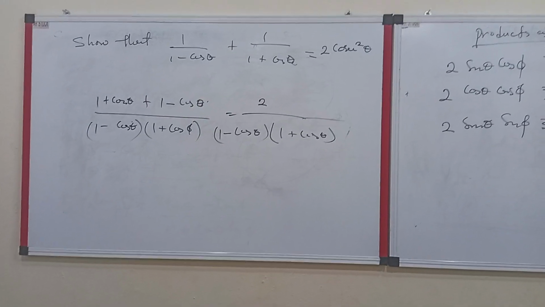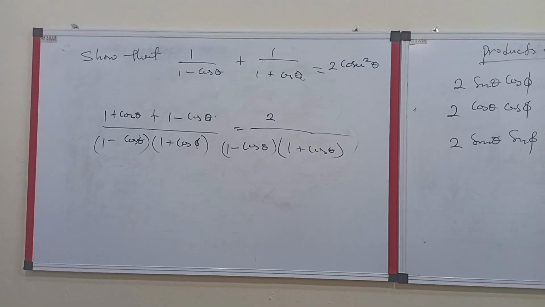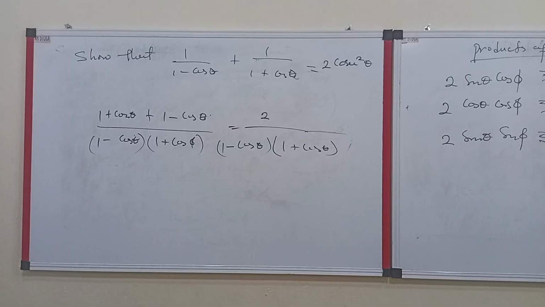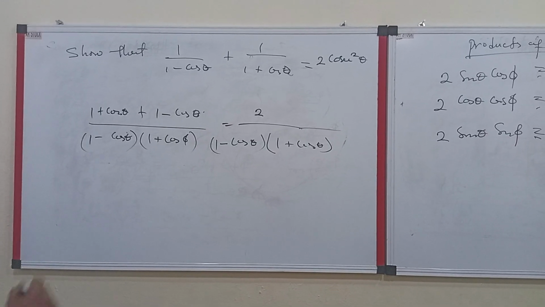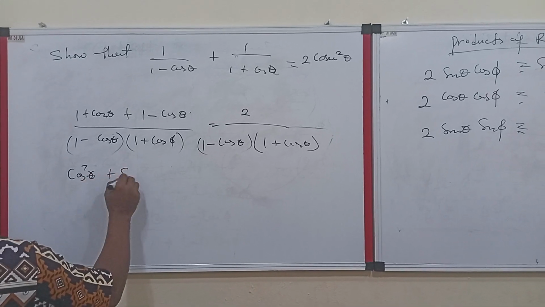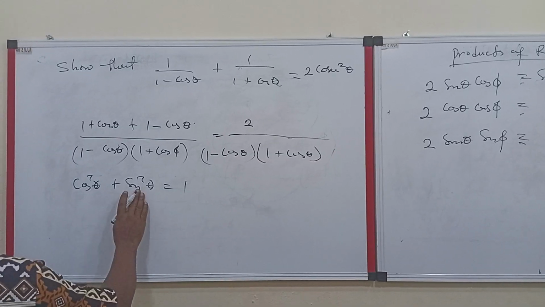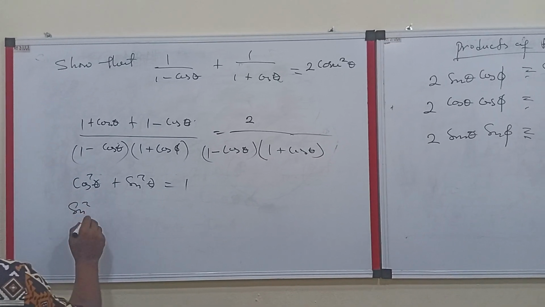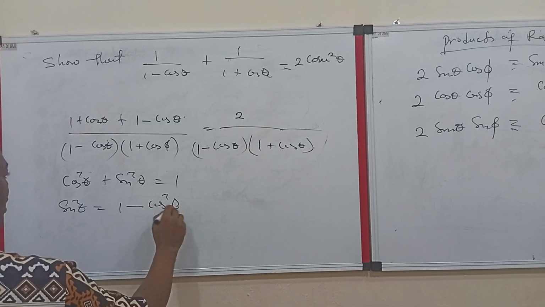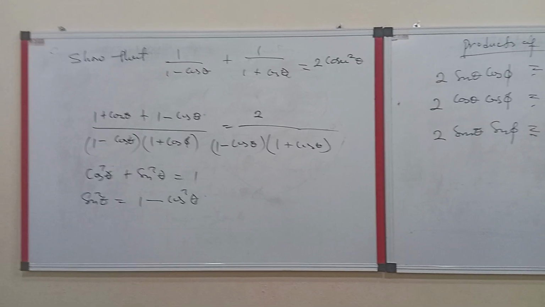So what do you do next? But remember from trig identity that cos squared theta plus sine squared theta is equal to 1. Making this the subject, we have sine squared theta is equal to 1 minus cos squared theta.